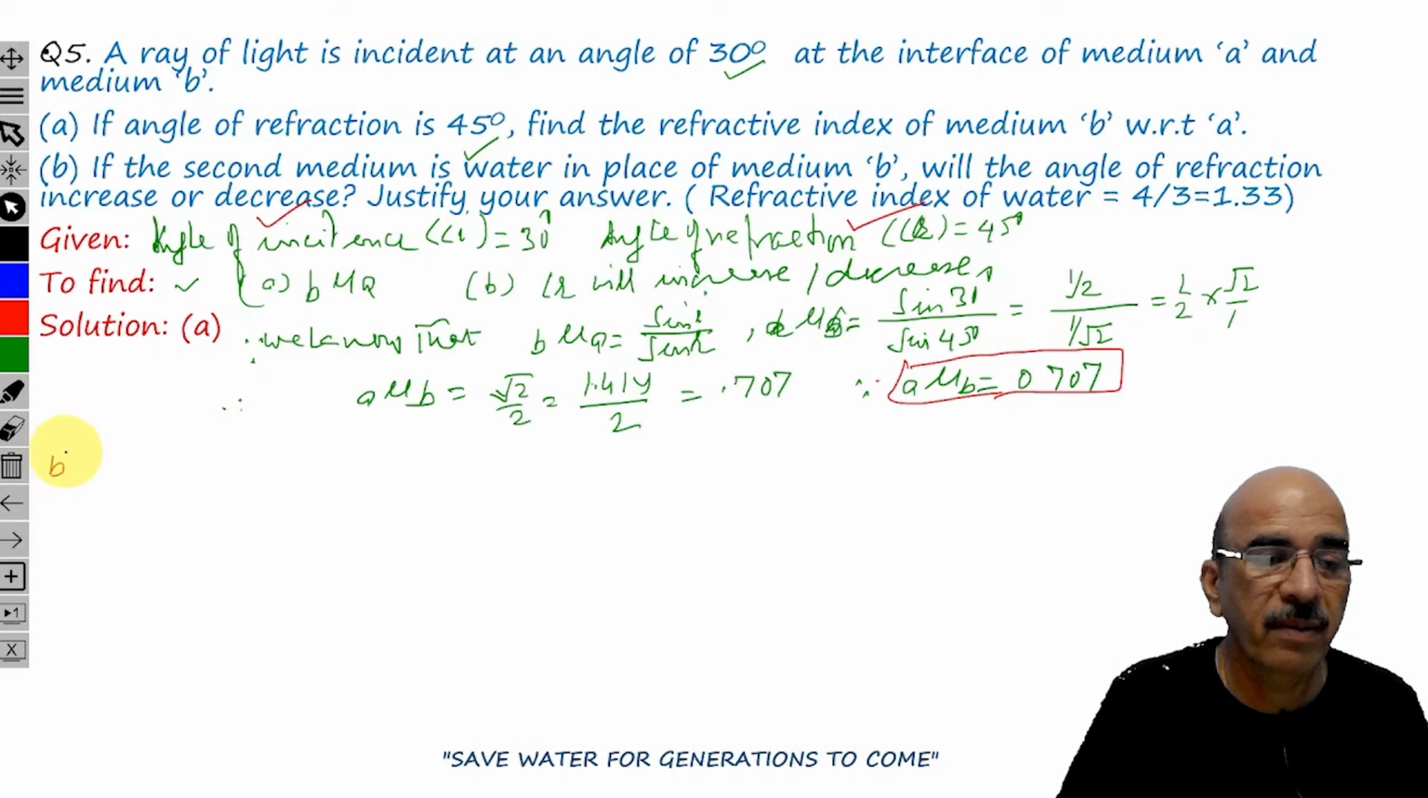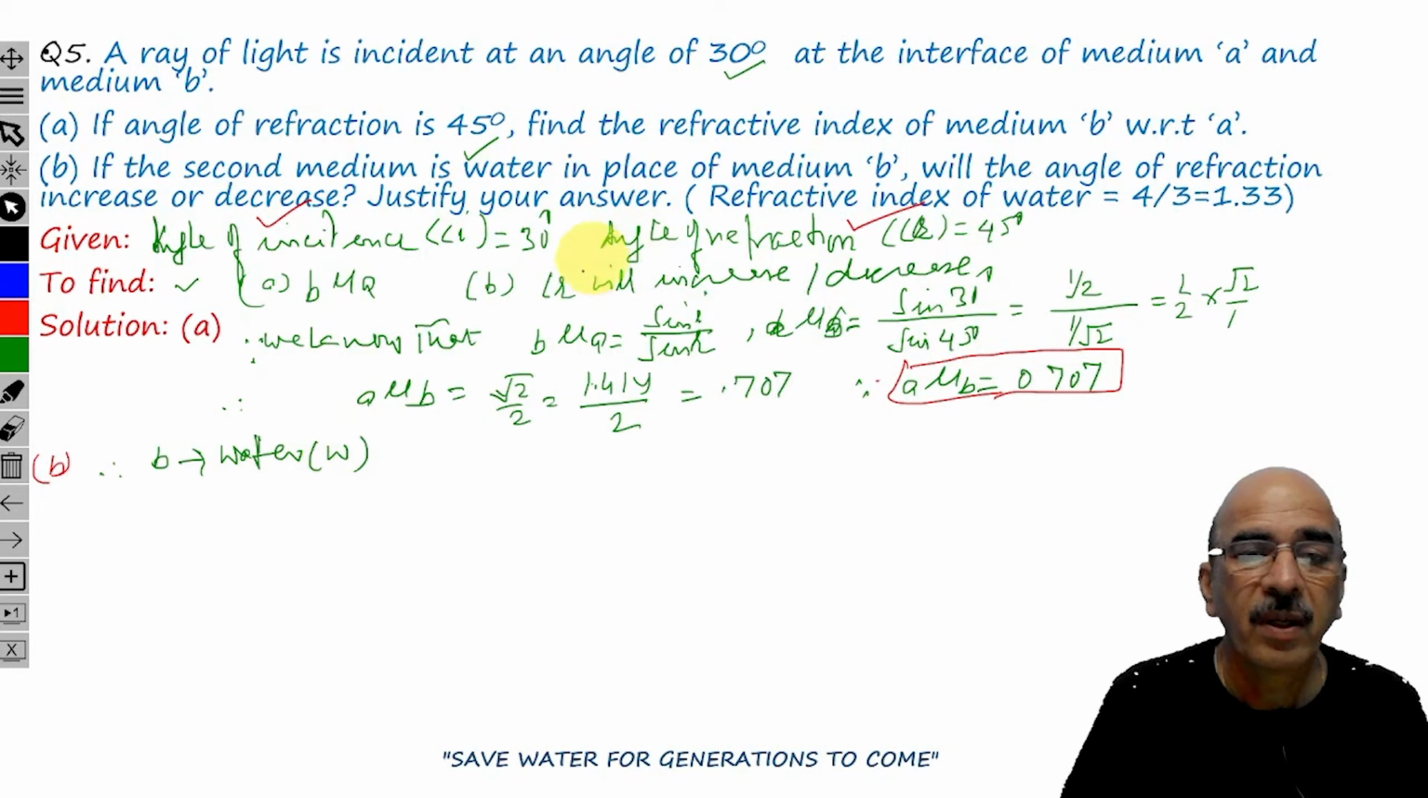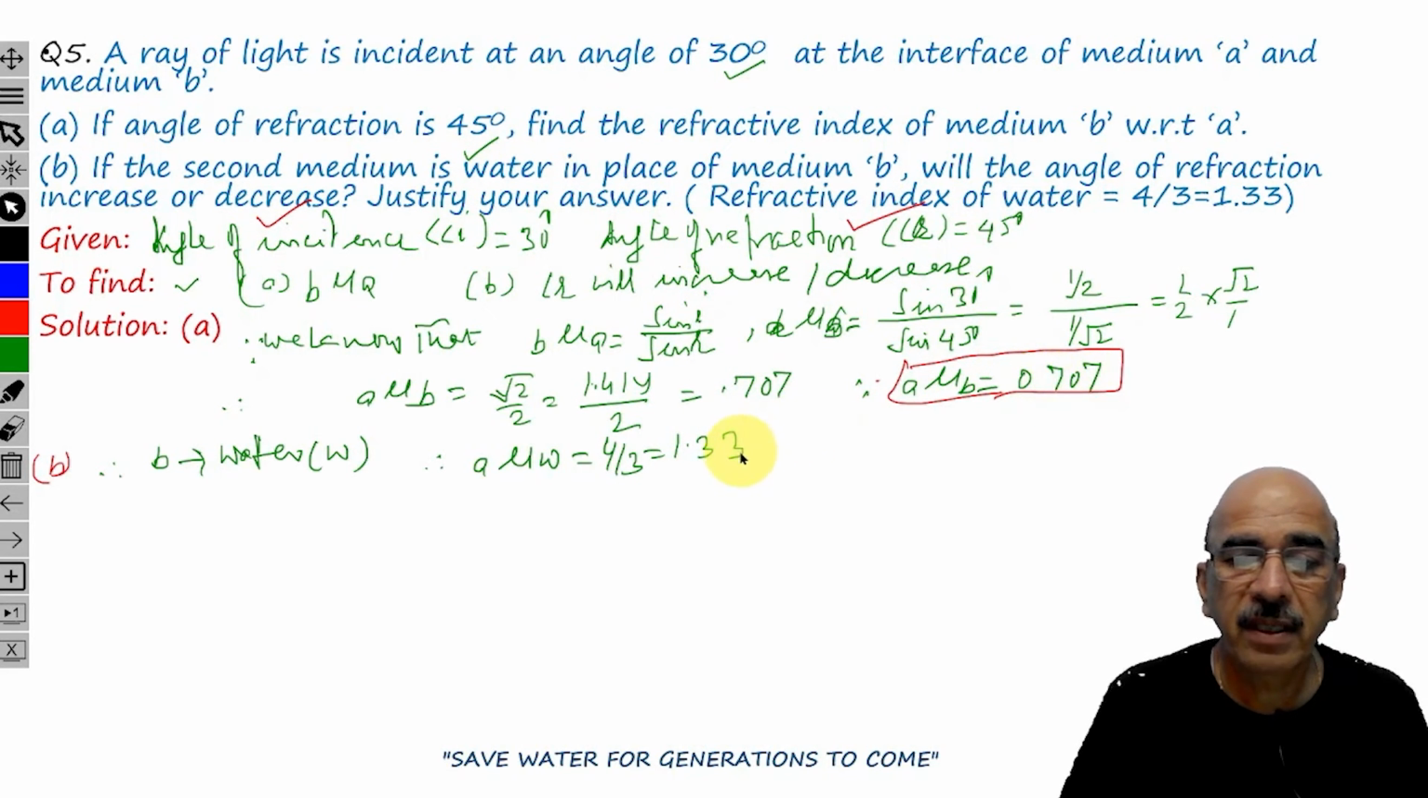Now second part here, we have to solve the second part here. If the second medium is water, so in place of B, okay, water is there. So therefore we shall write down here. Now in place of B, what is there? Water. Water is there. W. So therefore it will be A mu W, refractive index of water with respect to air is 4 upon 3, or we can say it is 1.33. Okay. So now we have two refractive indices, 0.707 and 1.33.